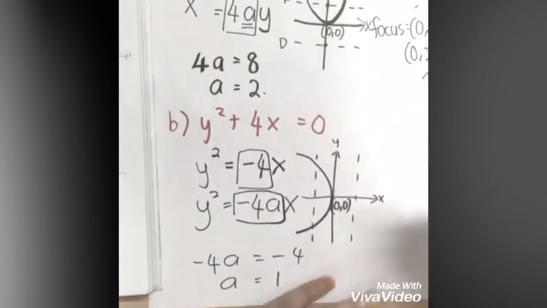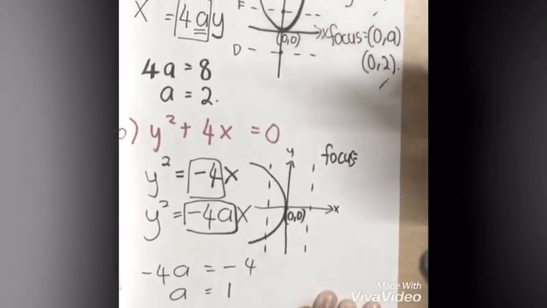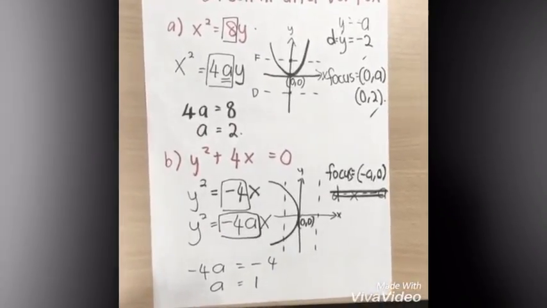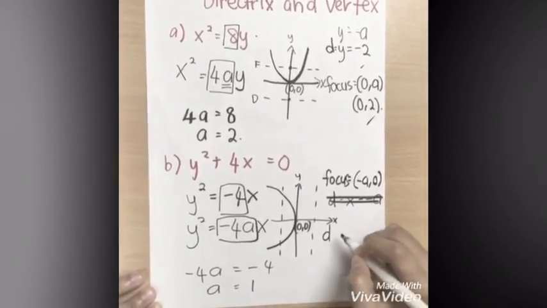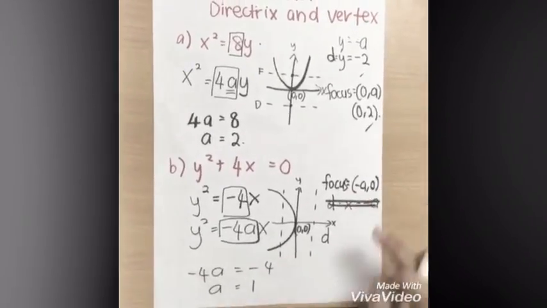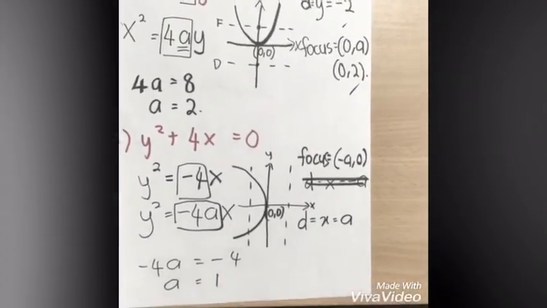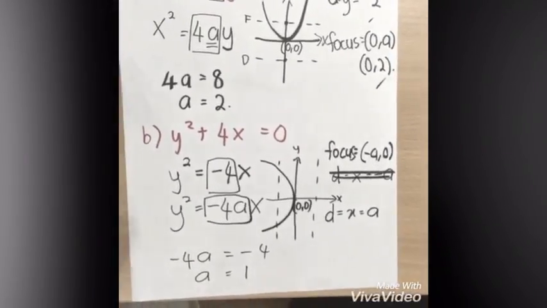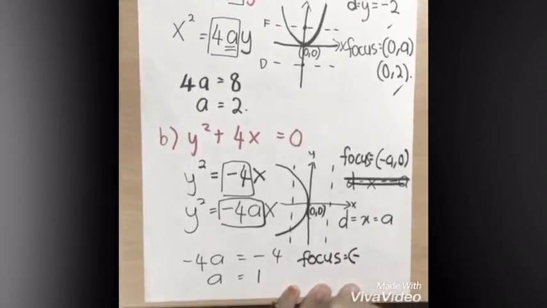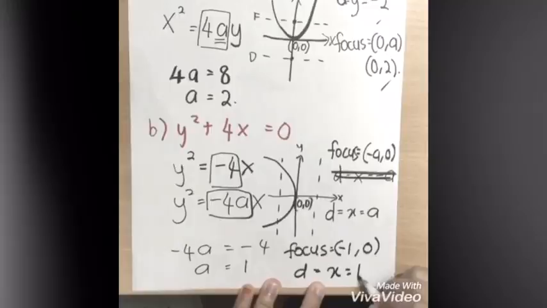So what's the focus? The focus for this equation is negative a, 0. Now let me find the focus and directrix. The focus formula in this graph is negative a, 0, and the directrix is x equal to a. So you can figure out the focus and the directrix. Now the focus is negative 1, 0, while the directrix is x equal to 1.